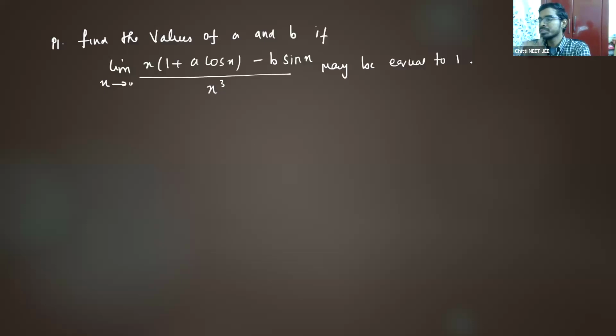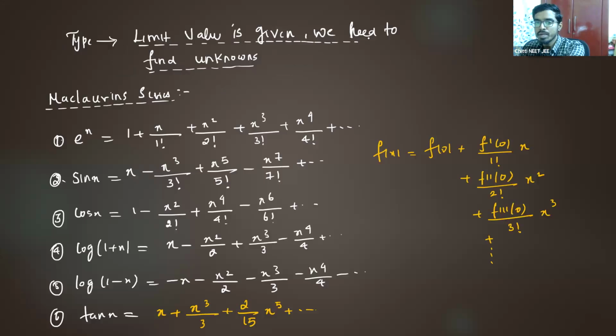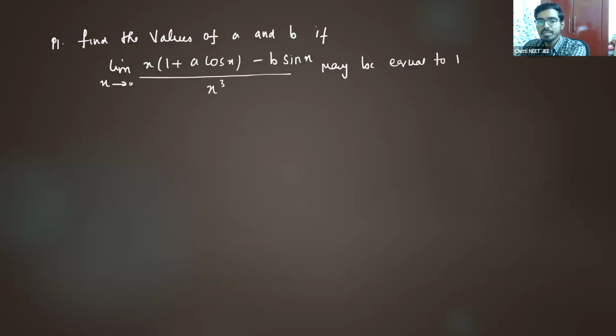You can see the limit value is given. We need to find the unknowns. That's what I said, right? Limit value is given. We need to find the unknowns in the function. So you can see it comes under this type. Okay, how to do this? I'll do it in two ways. Method one is using Maclaurin series, and then method two is I'll do this also using L'Hopital rule.